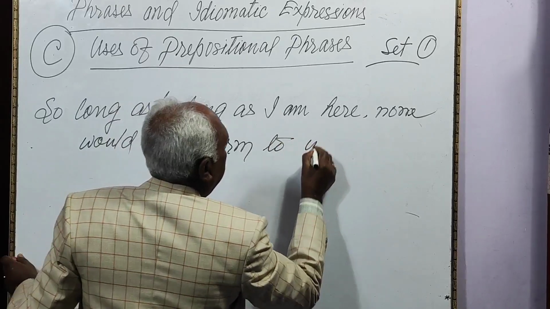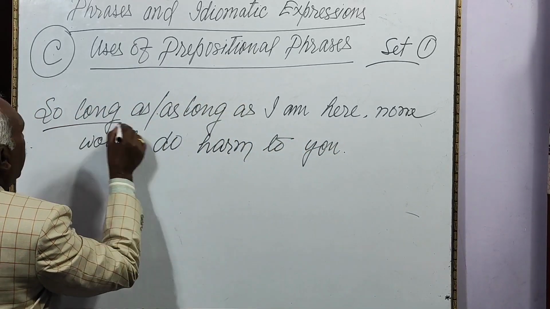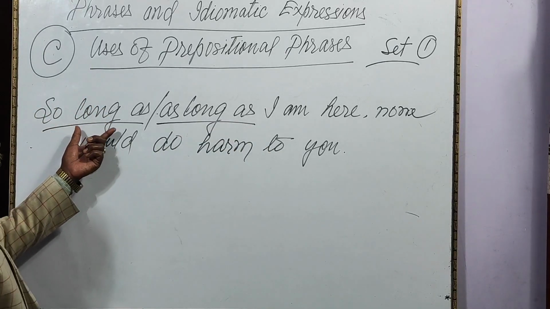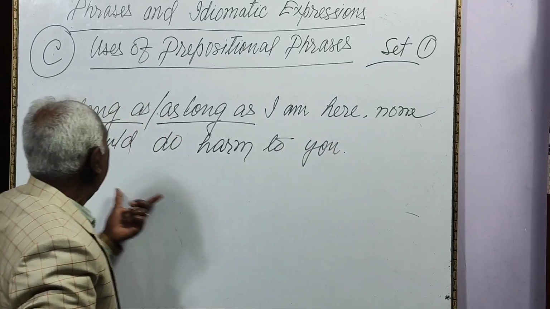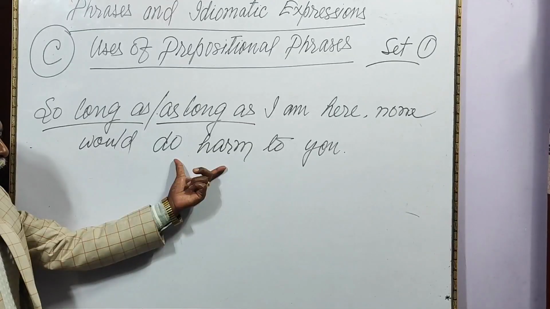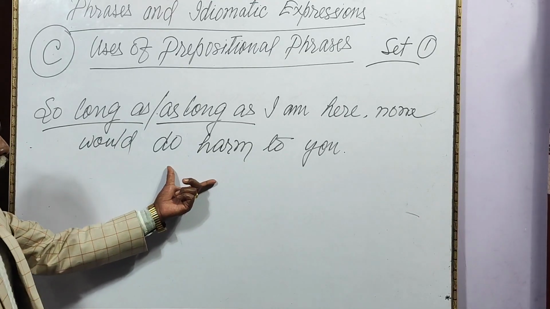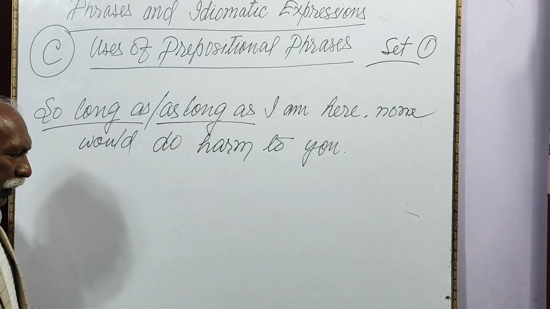जब तक मैं वहाँ हूँ तब तक. So long as, as long as. Now जब तक तब तक. I am here, मैं जब तक यहाँ हूँ. None would do harm to you. आपको कोई चोट नहीं करेगा. Means here जब तक. So long as, as long as means जब तक.